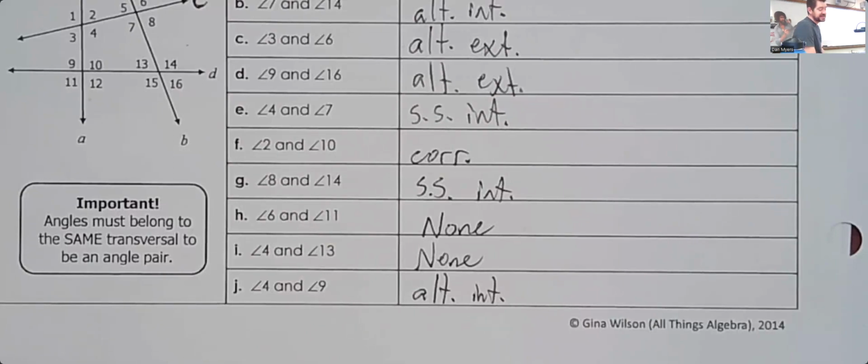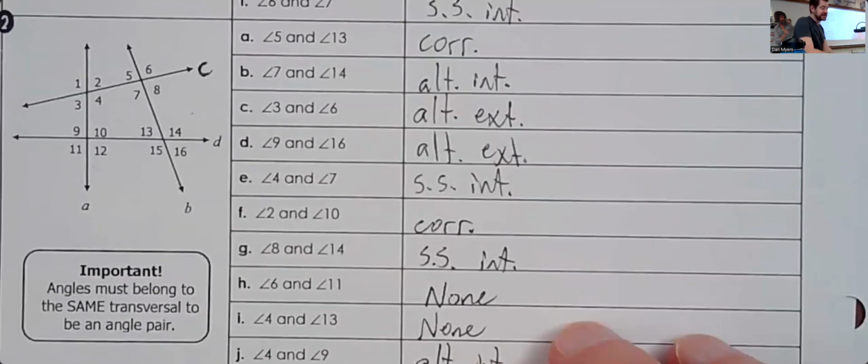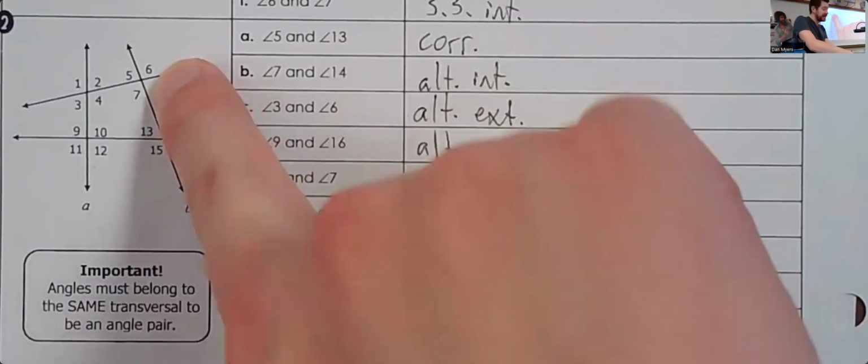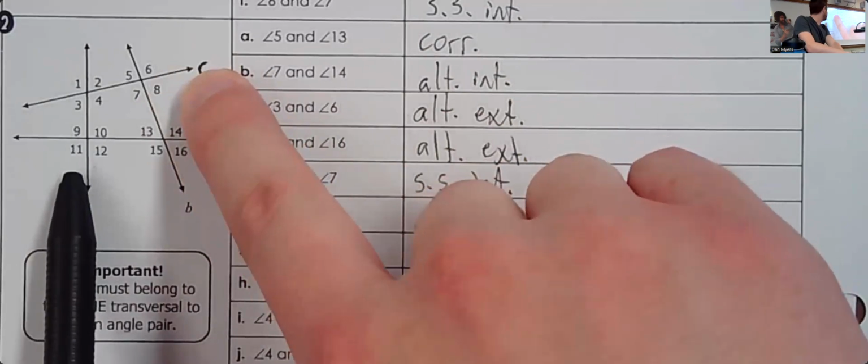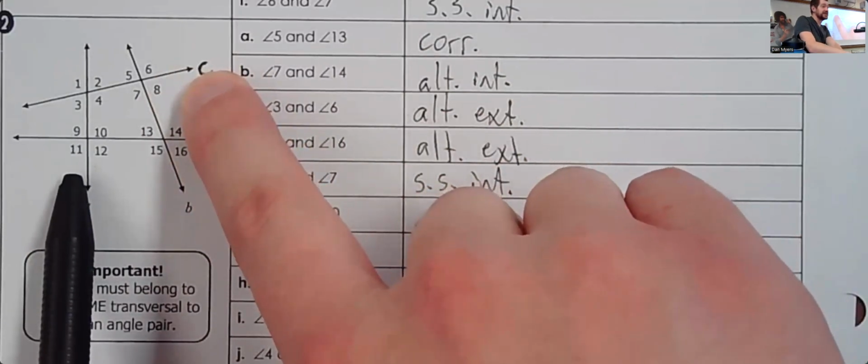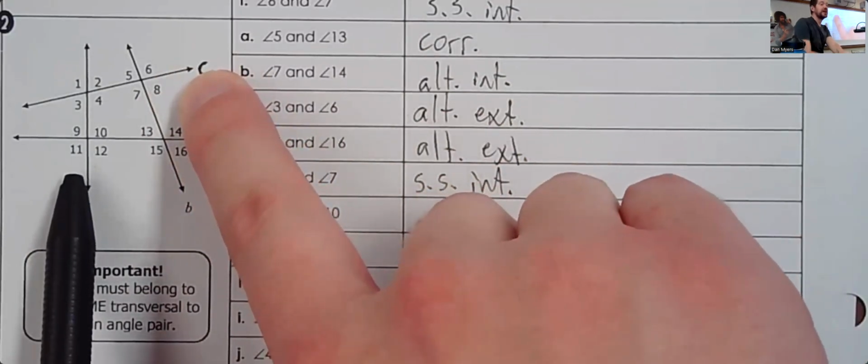At the bottom, it says it's important that the angles must belong to the same transversal. If there are different transversals with the angles that you're looking at, then they can't have any of those relationships. So with 6 and 11, 6 is here, 11 is over here, and those are on two completely different sets of intersecting lines, which means they have no relationship whatsoever.